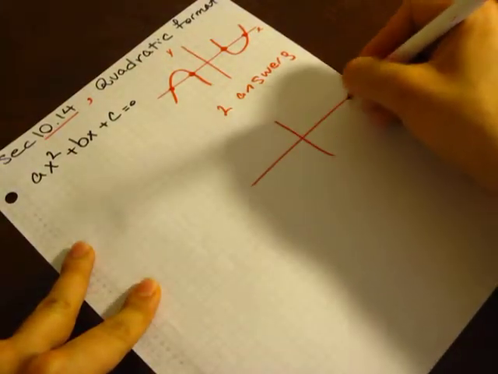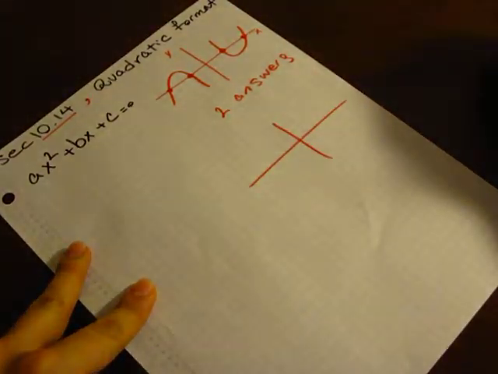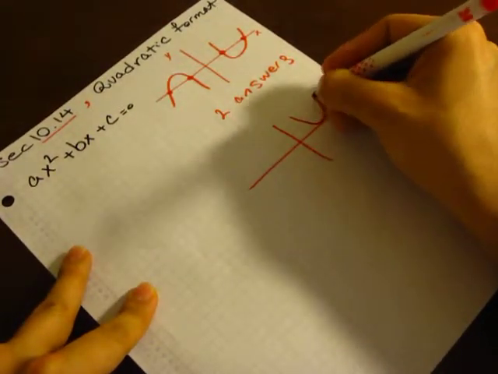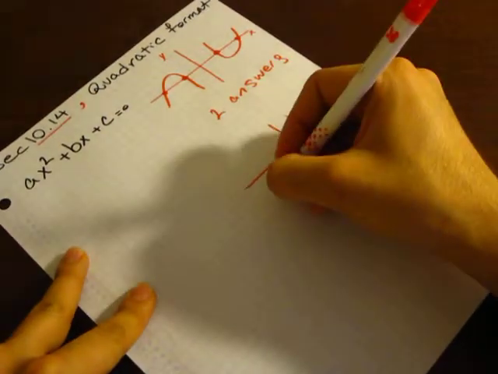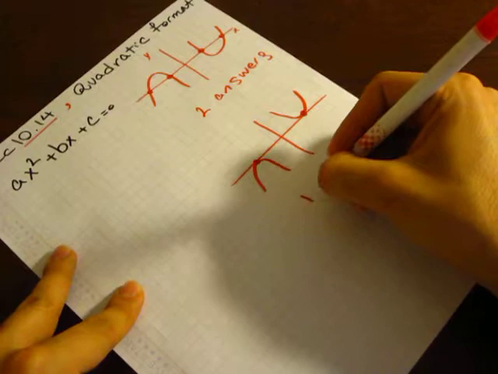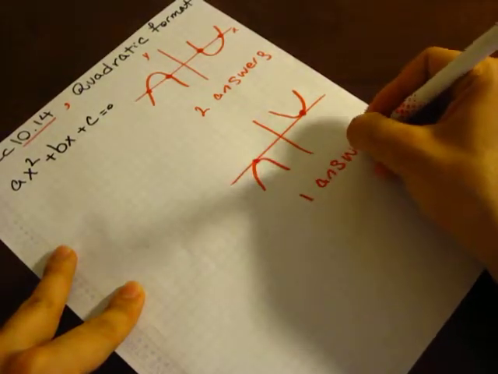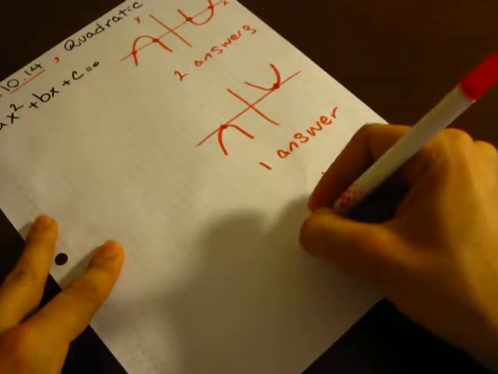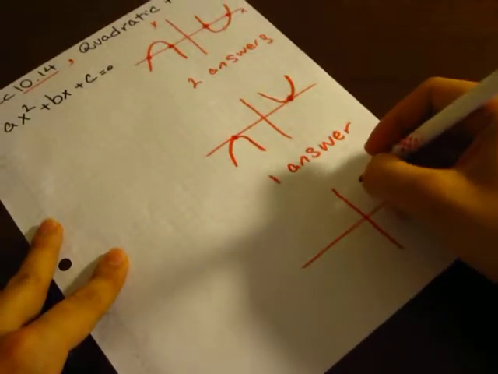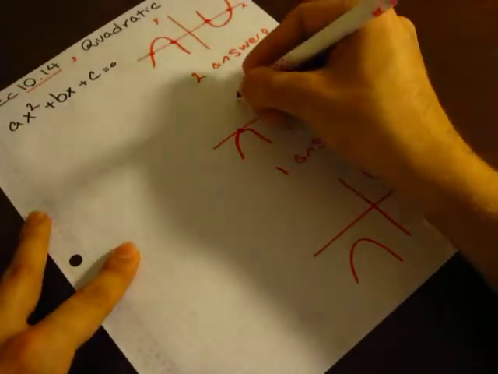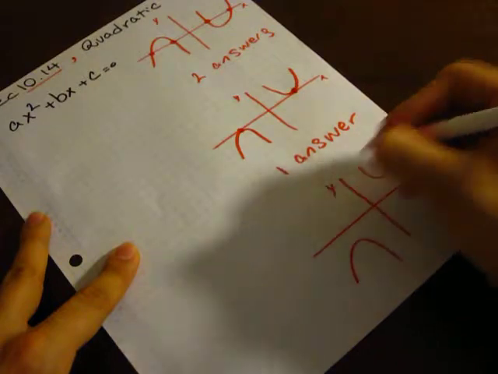In this case, the graph is tangent to the x-axis, and we have only one point of connection, so we have only one answer. And then the third scenario is no answer. We have no intercept with the x-axis. So now let's take a look at it.